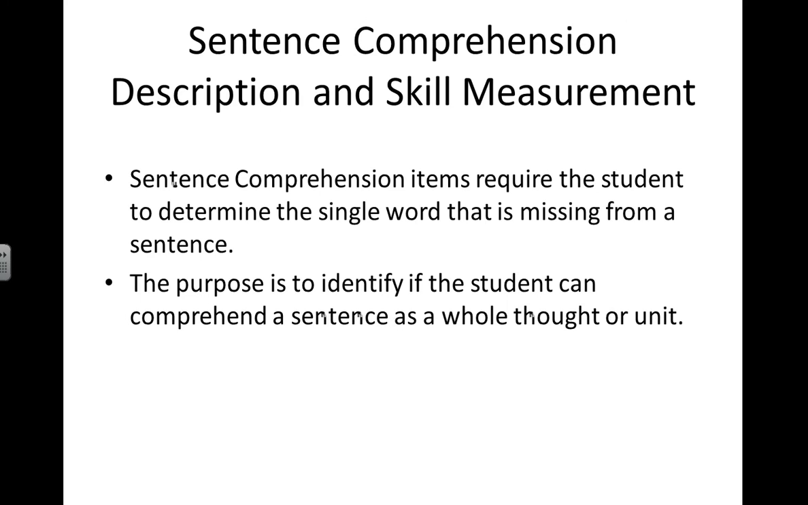Each sentence comprehension item includes a single sentence with a missing word represented by a blank. 4 or 5 single word choices are then listed, which comprise 3 or 4 possible distractors and 1 clearly correct answer. Sentence comprehension items require the student to determine the single word that is missing from a sentence based on context, vocabulary knowledge, part of speech of the missing word, and complexity of the sentence structure. The purpose of this item type is to identify if the student can comprehend a sentence as a whole thought or unit.